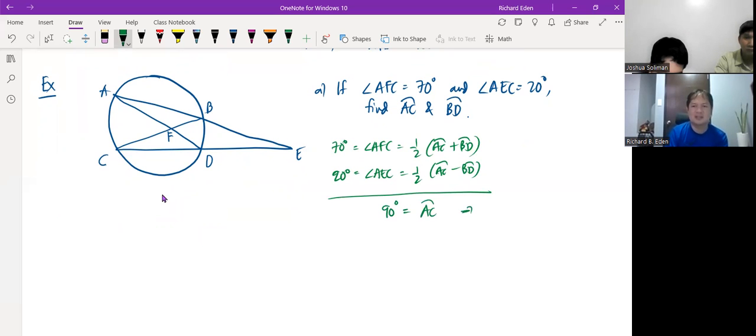So therefore, what's BD? We can use any of the equations. So 70 equals 1/2 of 140 minus 90, which is 50. Does it work for that one too? Yes, it also works. So BD is 50 degrees and AC is 90 degrees.